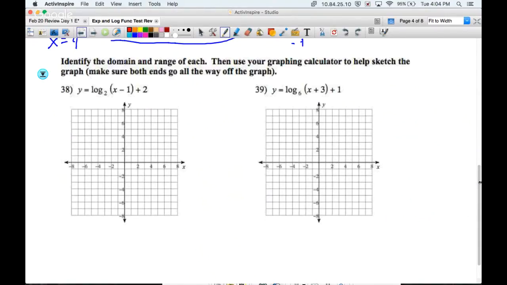All right, domain and range, then use the graph calculator to help you sketch the graph. So for the domain, we know that x minus 1 must be greater than 0. Therefore, if I add 1 to both sides, I get that x must be greater than 1. That is our domain. That also tells us where the vertical asymptote is. There should be a vertical asymptote at x equals 1.